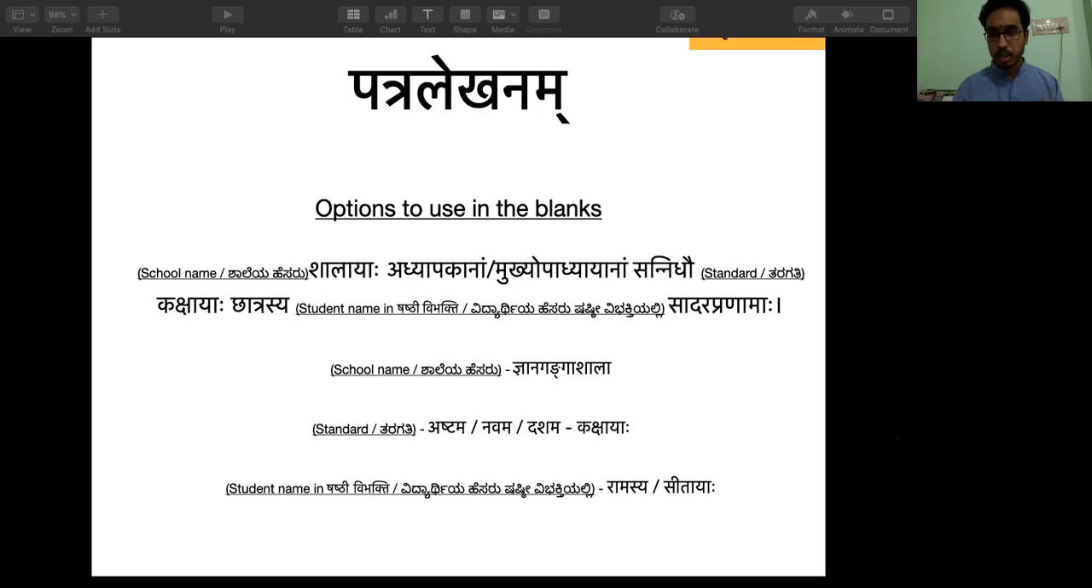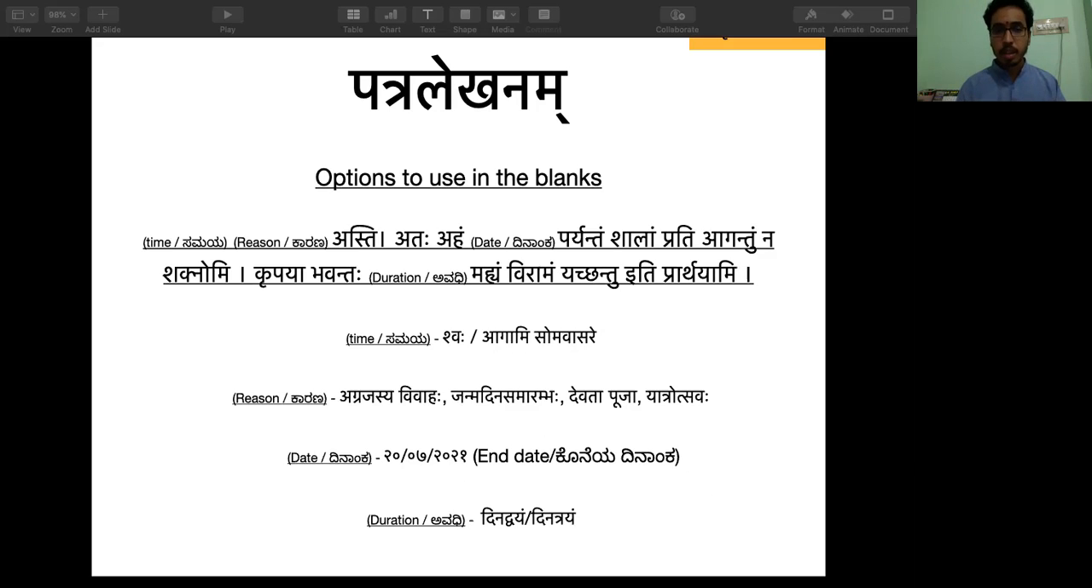So this is the first set of fill in the blanks. Second set, again, the time, the first time, Shvaha, Agami Somavasa, that is tomorrow, or the next Monday, or the next Tuesday, something like that if you want to use. Always try to keep it to Shvaha because it's easier. If you want to try to use more sophisticated words, you can use Agami Somavasa, the coming Monday. So you're giving the letter on 26, that is this Monday. You're telling next Monday I'm going somewhere. So Agami Somavasare, Agami Mangalavasare, etc.